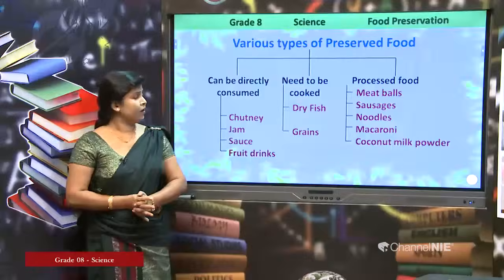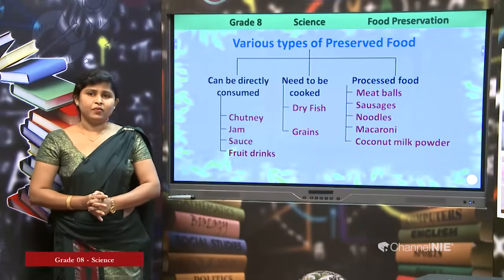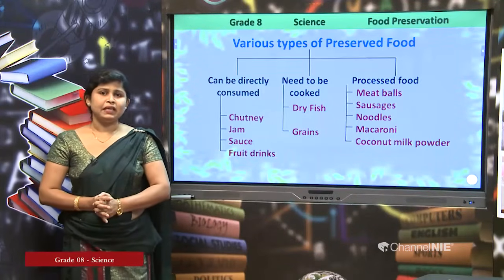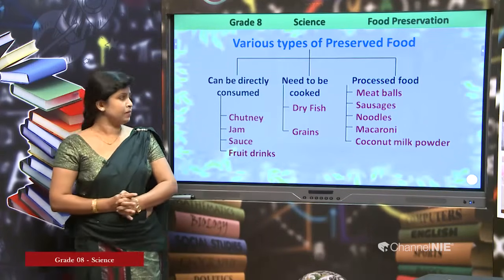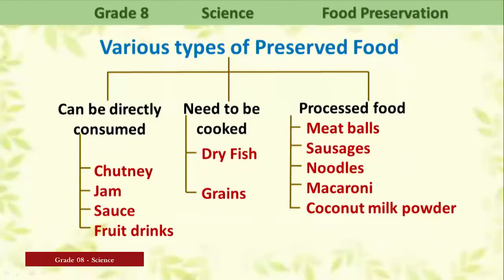Let us see. There are certain type of food items that can be directly consumed, like chutney, jam, sauce and fruit drinks. You can open the lid and you can have it. There are certain type of preserved food items that need to be cooked, like dry fish and grains. They need to be cooked although they are preserved.